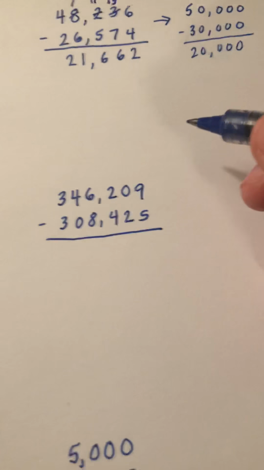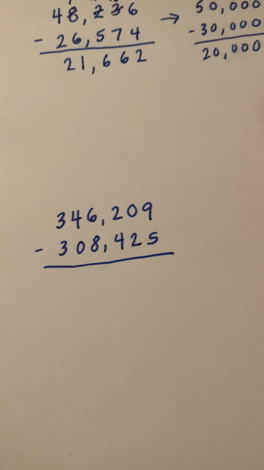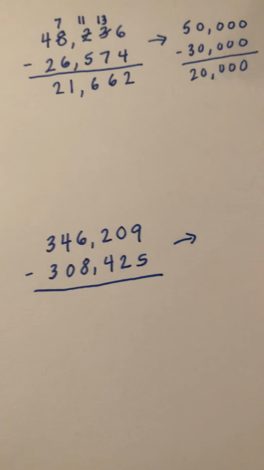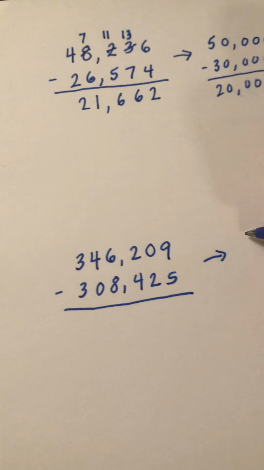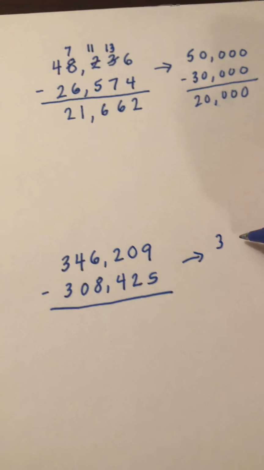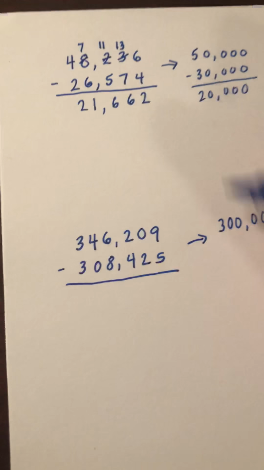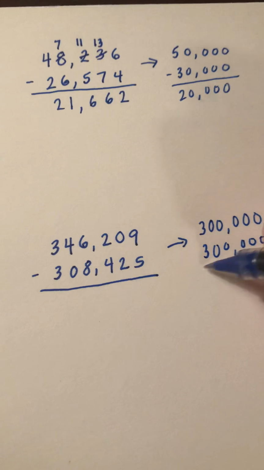All right, let's take a look at another one, a little bit bigger here. So 346,209 minus 308,425. So students will say, well, they're both in the 100,000s, so I'll just round to the nearest 100,000. So between 300 and 400,000, this will round down to 300,000. This 308,000 will also round to 300,000.